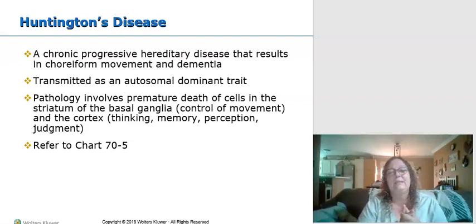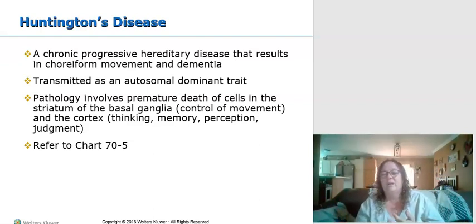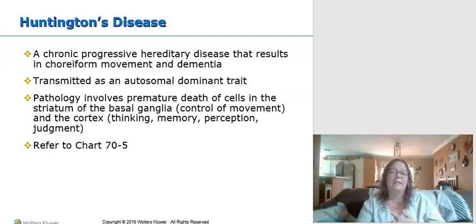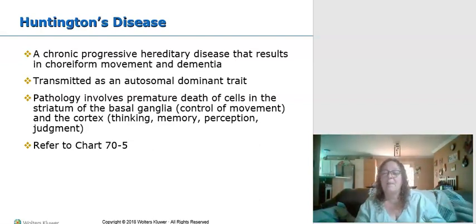So Huntington's disease is a chronic progressive hereditary disease that results in choreiform movement and dementia. It was also known as Huntington's chorea. A general lack of coordination and an unsteady gait often follow. As the disease advances, uncoordinated jerking body movements become more apparent. Physical abilities gradually worsen until coordinated movements become difficult and the person is unable to walk. Mental ability generally declines into dementia.